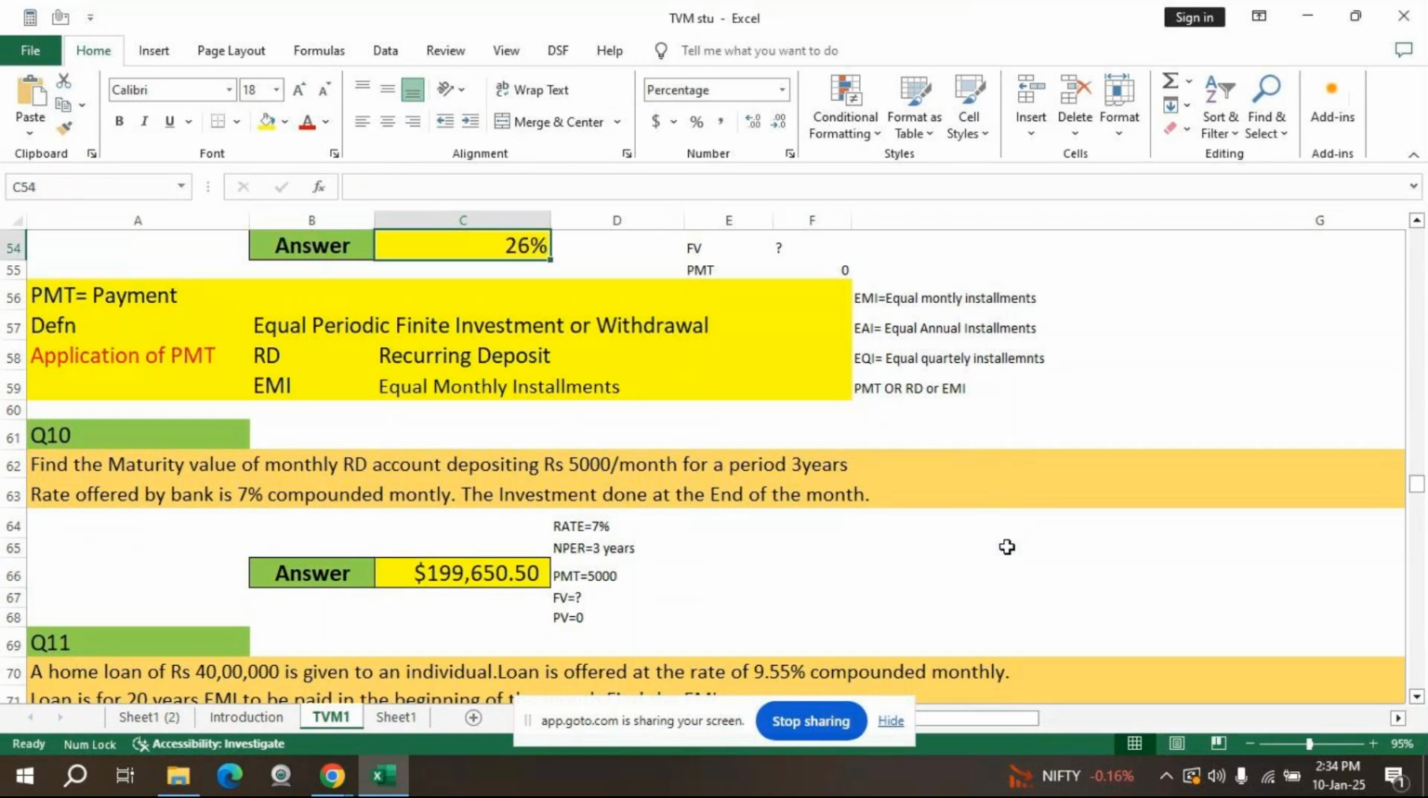So now here we are having the RD, the maturity value of an RD. We have to find out the value of the RD. We deposit 5,000 per month, and at 7% it will be compounded monthly. So now, what is the formula we have to use here?